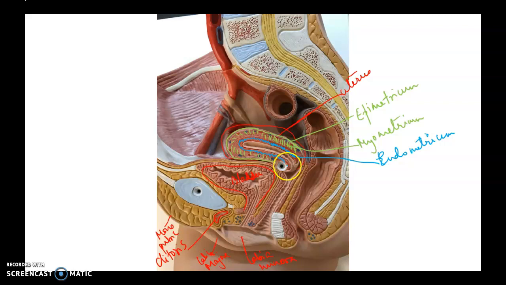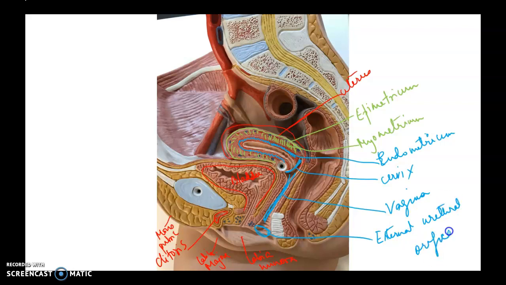All right, this part right here is the cervix. The cervix leads to this muscular area, very strong muscular area, that is your vagina. And the vagina opens into the external urethral orifice. That's your external urethral orifice. Okay. All right.